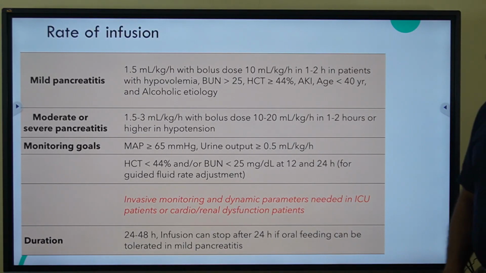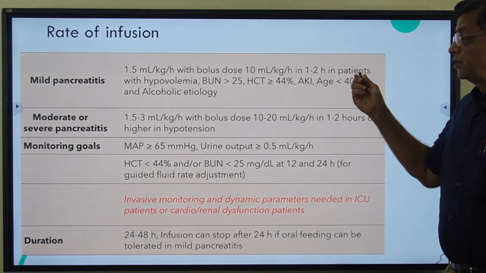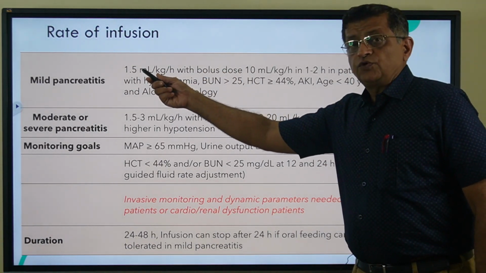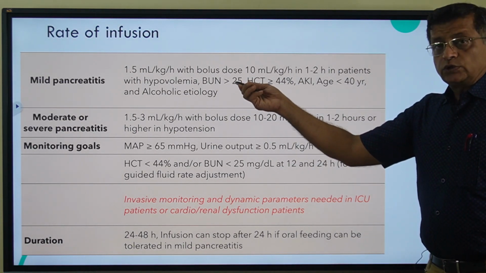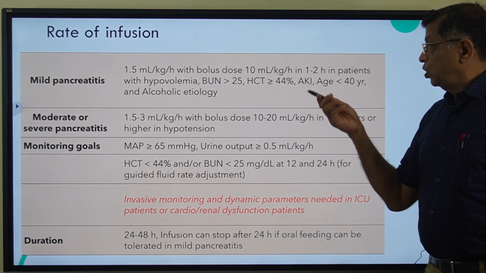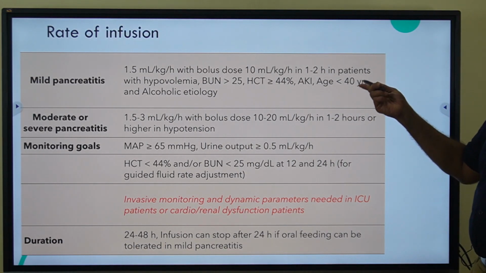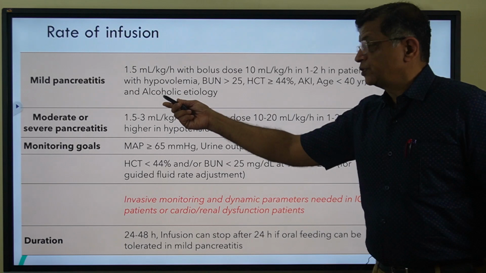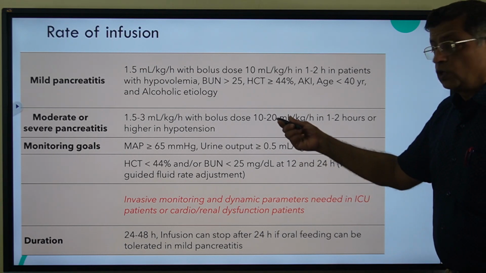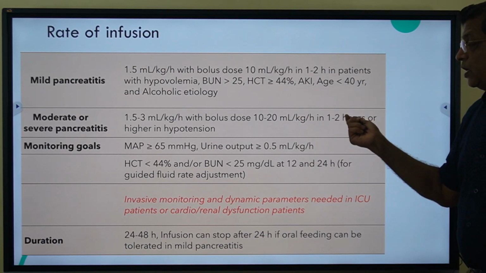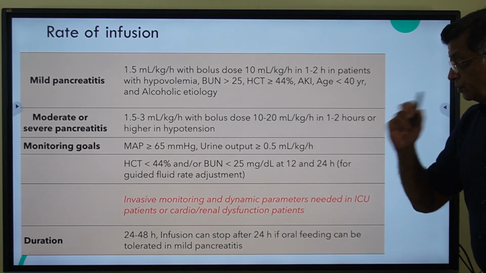For the rate of infusion in mild pancreatitis, we start with a bolus of 10 ml per kg, provided the patient has hypovolemia, and then give an infusion at the rate of 1.5 ml per kg per hour. The evidence of hypovolemia is BUN more than 25 or HCT more than 44, or the patient has acute kidney injury. We can give fluids more aggressively in young patients less than 40 years of age and patients with alcoholic etiology. If the patient has moderate or severe pancreatitis, then we can give a bolus of 10 to 20 ml per kg in 1 to 2 hours and an infusion at the rate of 1.5 to 3 ml per kg, higher in patients with hypotension.